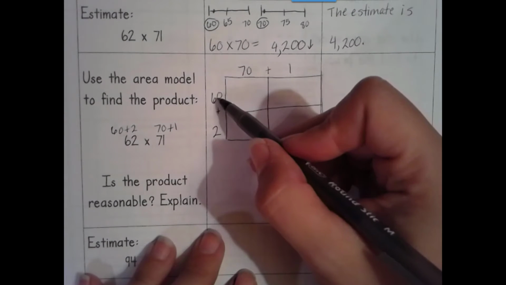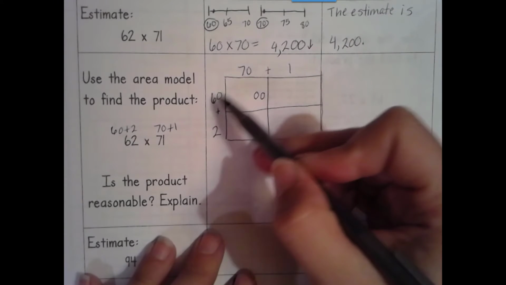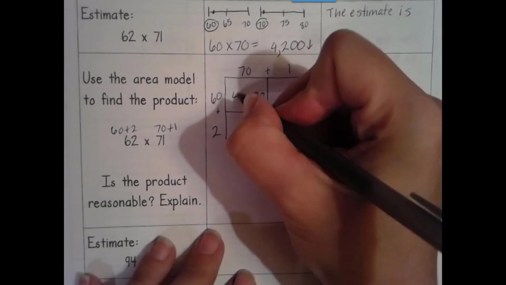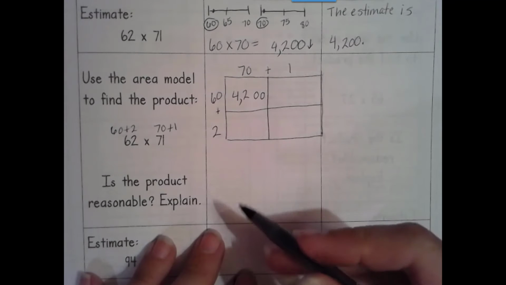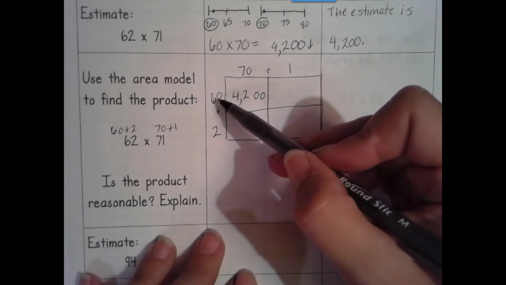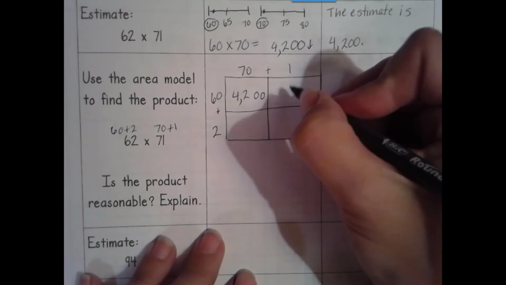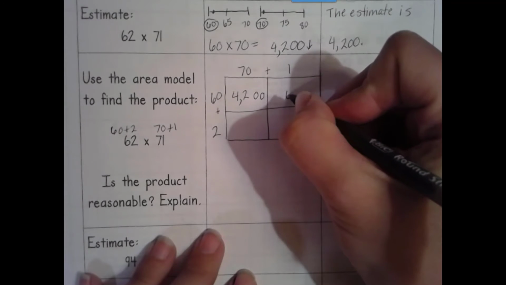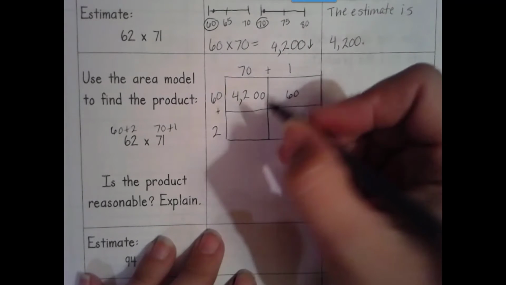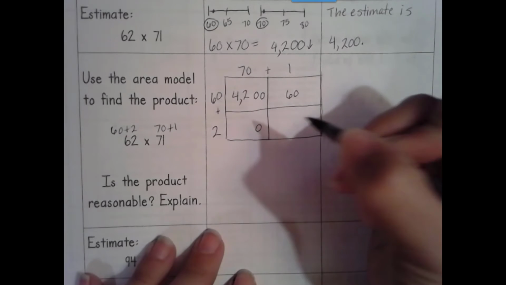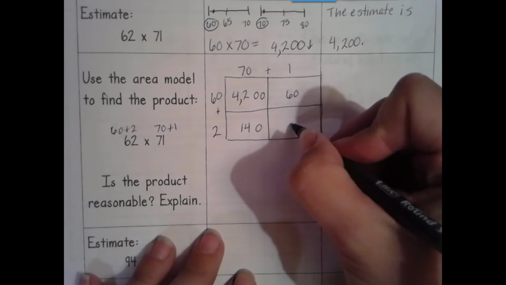60 times 70, we have 2 zeros, moves it over 2 places. 6 times 7 is 42. 1, 2, 3, comma. So that we're doing that distributive property. Remember, that's our first. And then we're going to do our outside. 60 times 1 is 60. Then we're going to do our inside. 2 times 70, the placeholder moves it over a place. 2 times 7 is 14. And then we're going to do last. 2 times 1 is 2.